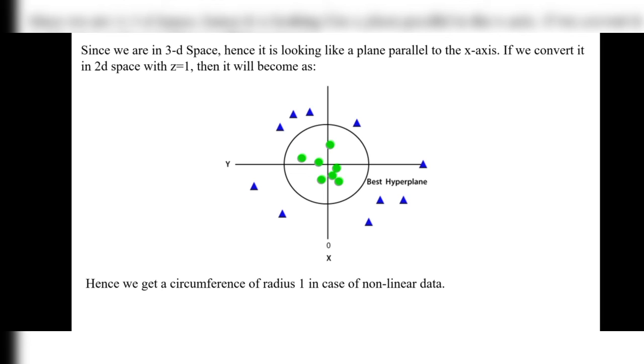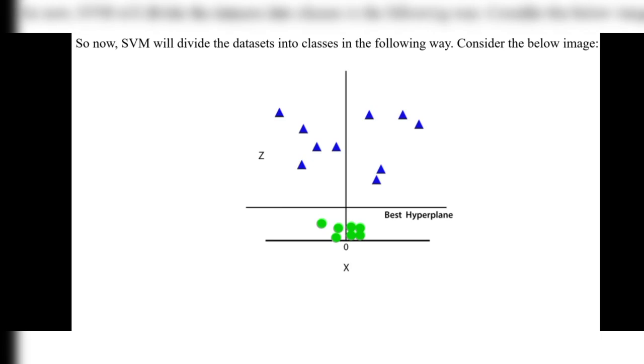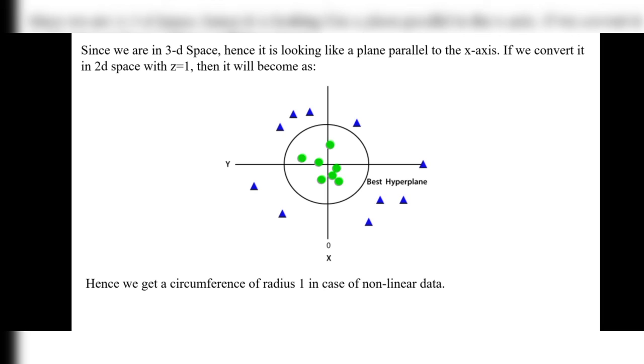This is the way to convert non-linear data. For the best hyperplane, we use the formula z = x² + y². If we want to add a dimension, we use z. If we want to reduce it, we keep z = 1, which gives the circumference. In this, we can easily see that we have separated the green tags and the blue tags by using the best hyperplane. This is called the non-linear support vector machine. Okay, thank you.